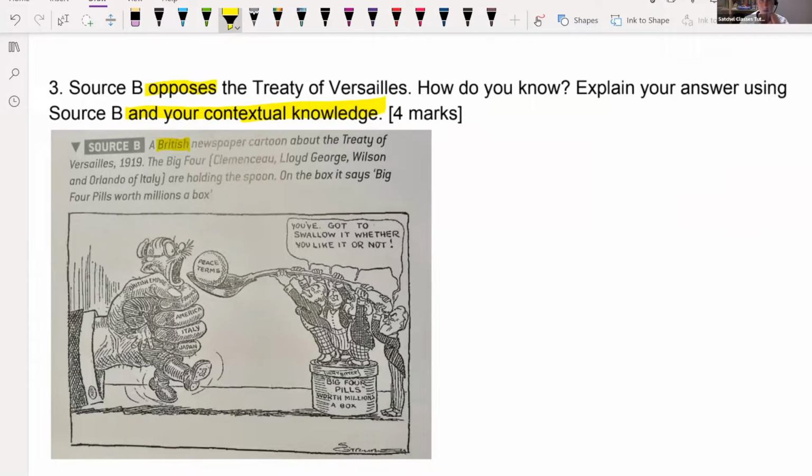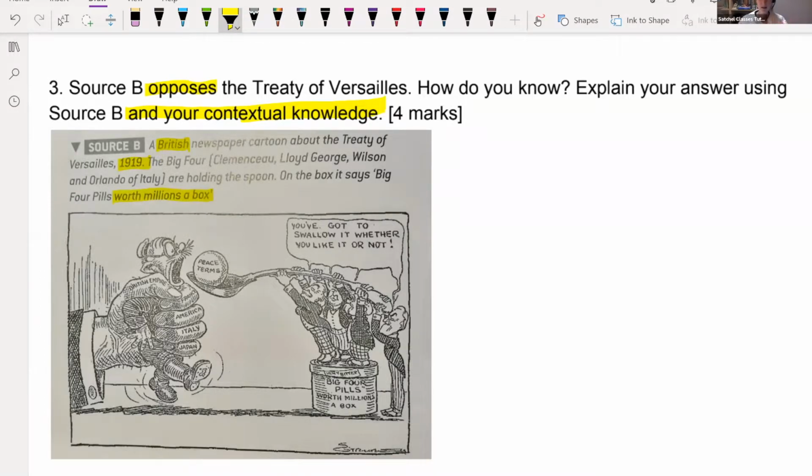We know it's from the British perspective. Why would they have this perspective? A British newspaper cartoon about the Treaty of Versailles in 1919, so when it was created. So the fact that it's British is the important part here. The big 4, Clemenceau, Lloyd George, Wilson, and Orlando of Italy are holding the spoon. On the box, it says 4 pills worth millions a box, right?